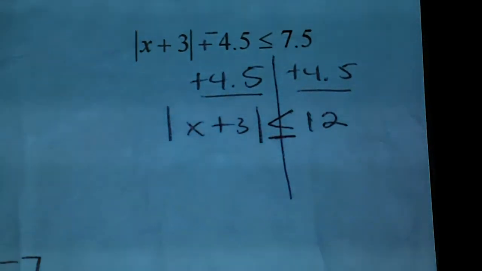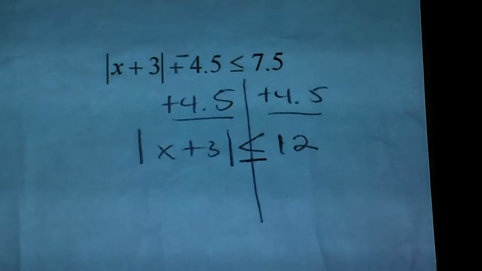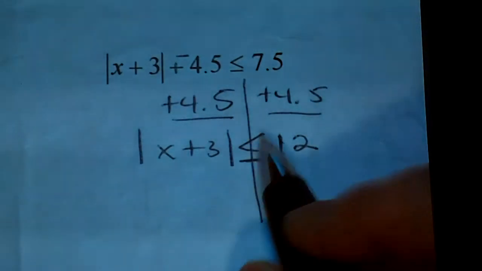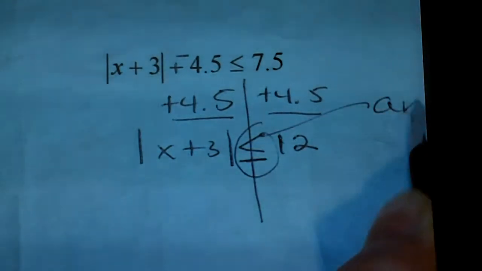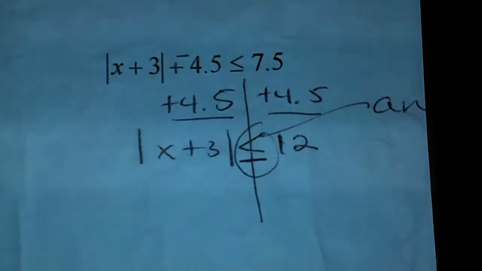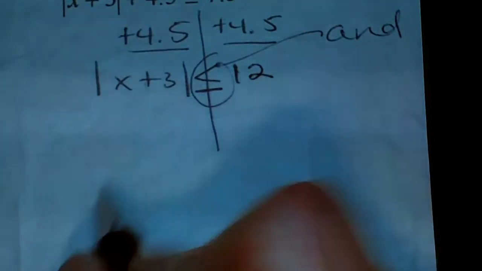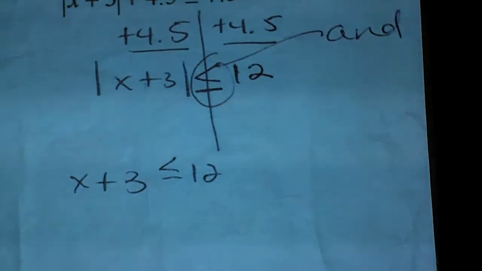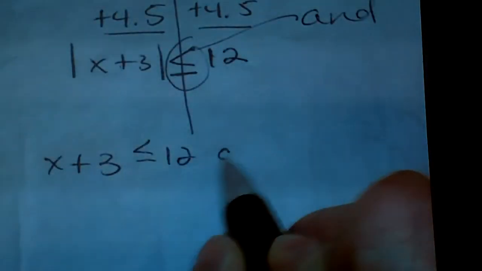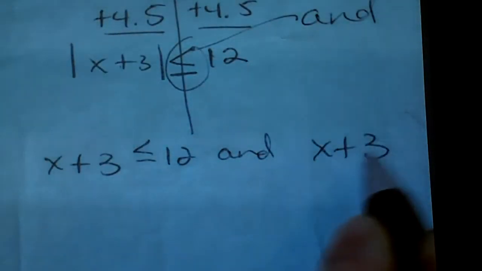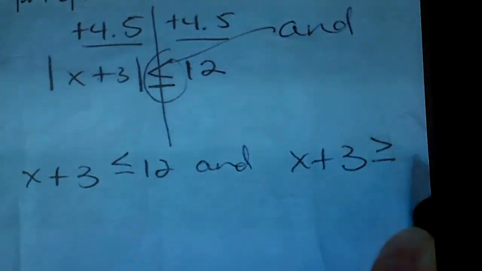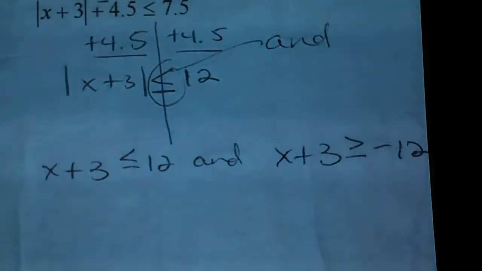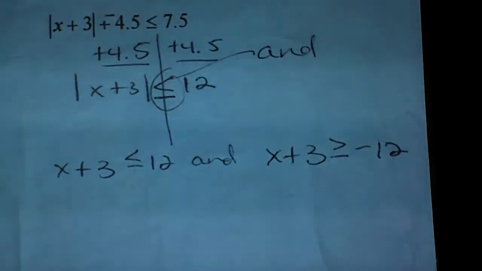At this point, I wanted to decide, is it an and or an or? We'll see that the absolute value is less than, or less than or equal to, means this is going to be an and. So I'm going to separate it into our two statements now. X plus 3 can be less than or equal to 12, just like the original equation's written. And x plus 3 can also be greater than or equal to a -12. So we just switch the sign and change the sign of the digits.